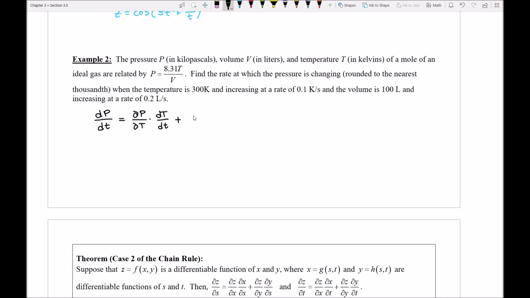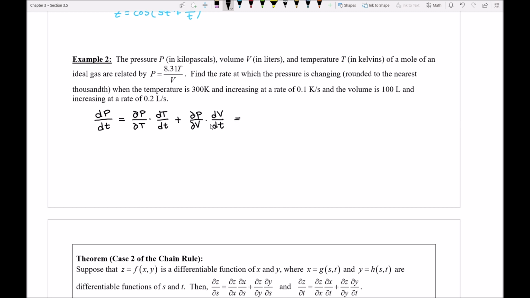Now I'm going to add my partial derivative of P with respect to the other variable in there, which was V, and then take the derivative of V with respect to t. Now, as long as I can evaluate each of these four derivatives here, I'll be able to find the derivative that I was looking for.